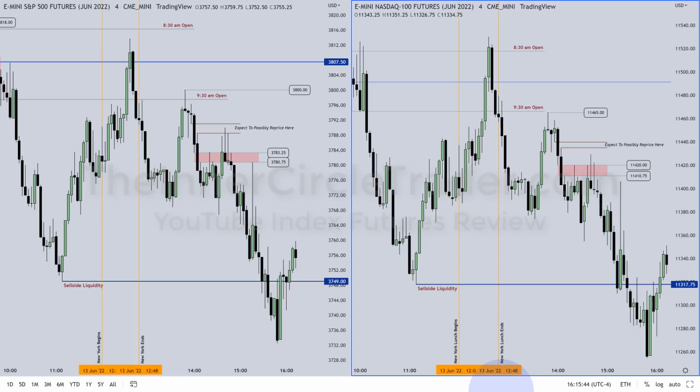If you don't know what I'm referring to, look at the AM session for the same date of this review. This is the PM session, so there's two sessions in the stock indices that we're reviewing with this model, AM session and PM session, morning and afternoon. The New York session, we already covered this morning, but the lunch hour, notice what happened.